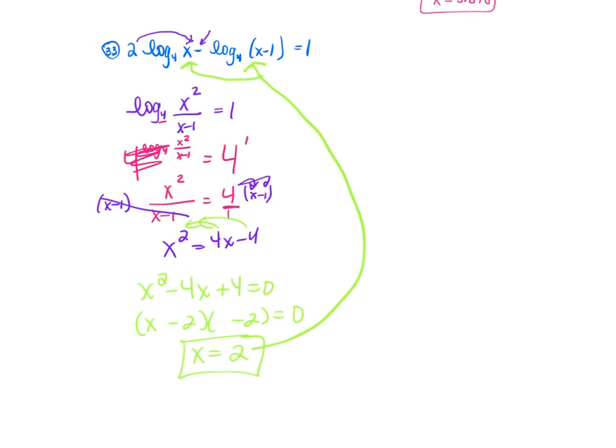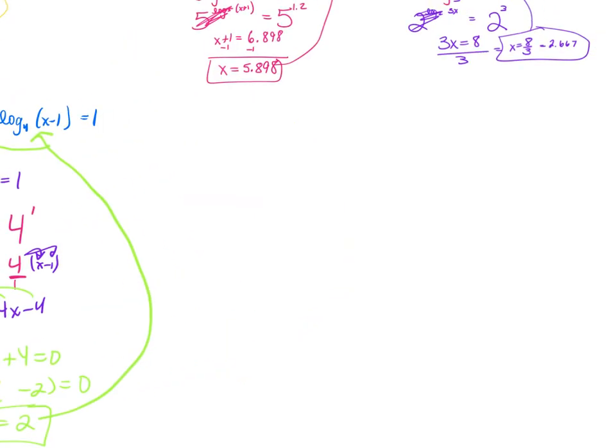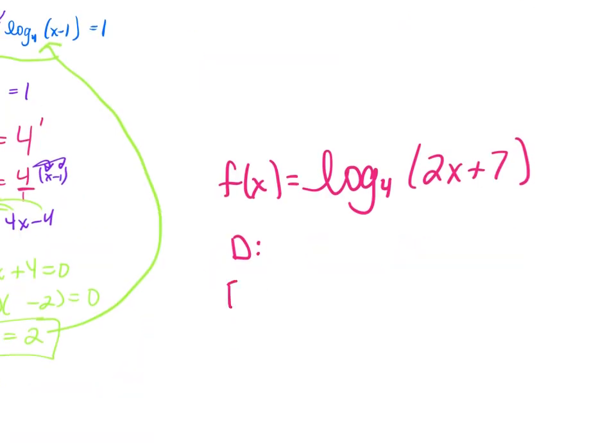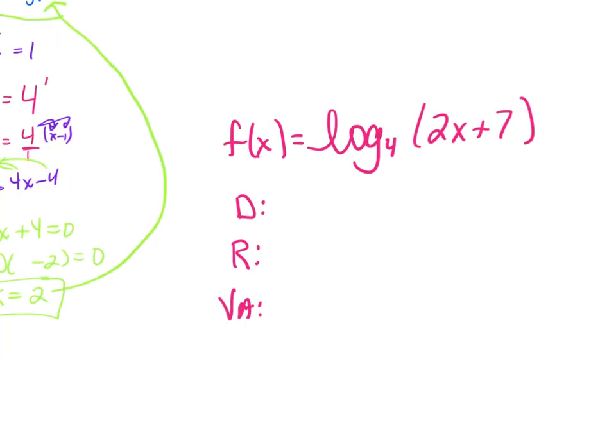All right, one last thing I want to bring to your attention. Everyone's version will have something that looks like this, like log base 4 of 2x plus 7, f of x equals. It's going to ask for the domain, the range, your vertical asymptote, and the x-intercept. So remember, guys, when you're talking about logs, your range is always going to be negative infinity to positive infinity.